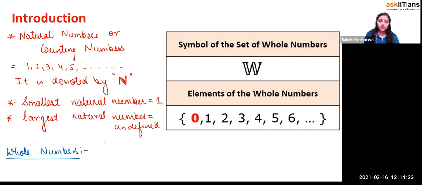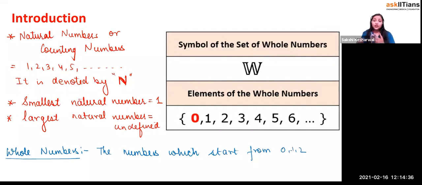The numbers which start from 0, 1. Is 0 greater than 1 or lesser than 1? 0 is lesser than 1, so we are going to put the number on the left hand side of the 1. You're not going to put the 0 on the right hand side of the 1. So if you add 0 to the natural numbers, we get 0, 1, 2, 3, 4, 5, 6, dot dot dot. Yes, it is a symbol.